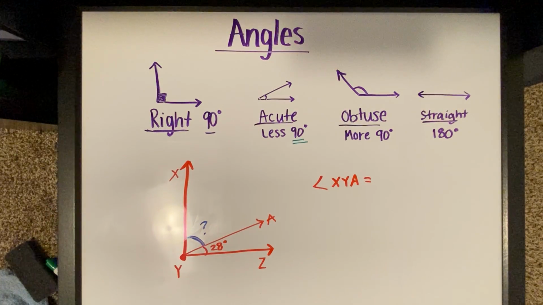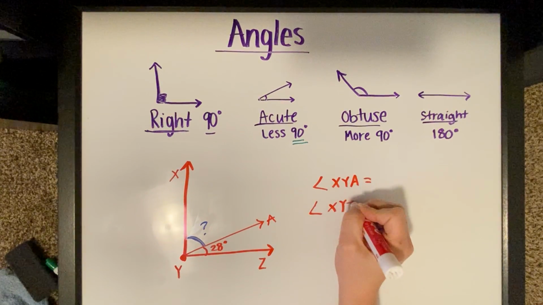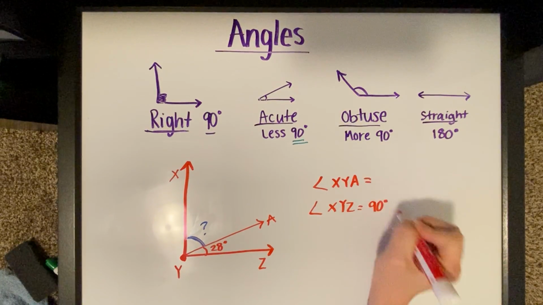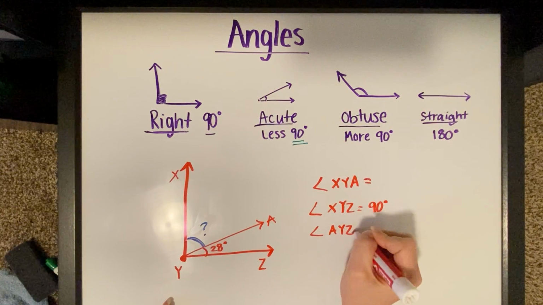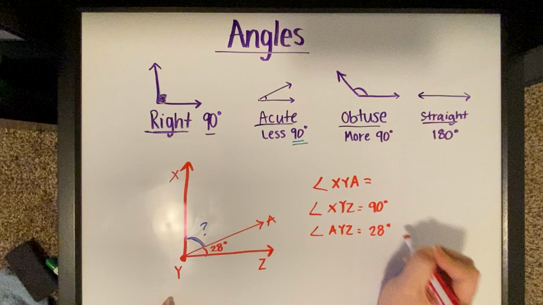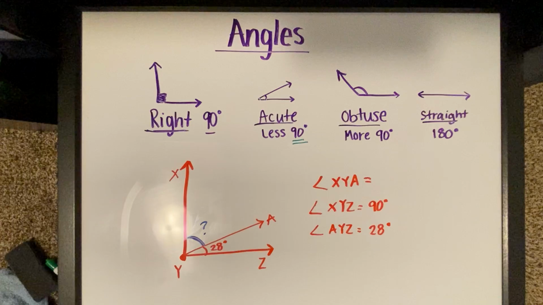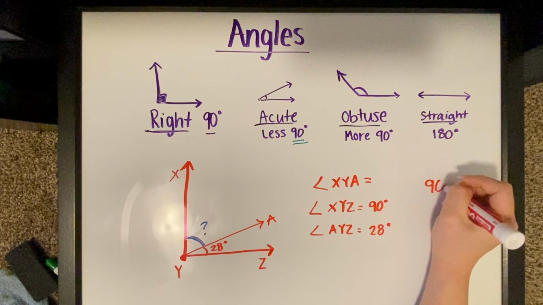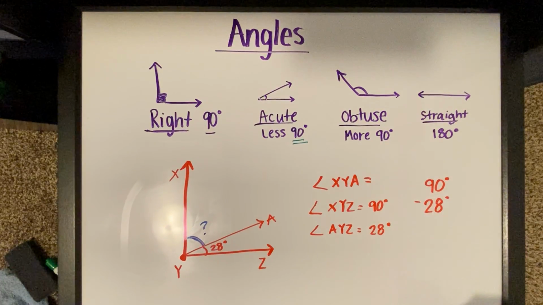So what angle do we know that this is? If you said right angle, you are correct. We know that that's a right angle. So we know that angle XYZ is 90 degrees. And we know that angle AYZ is 28. So we have a total and a part. We're looking for the missing part. So that tells us we're going to use subtraction. I'm going to take my total 90 degrees and I'm going to subtract 28 degrees.